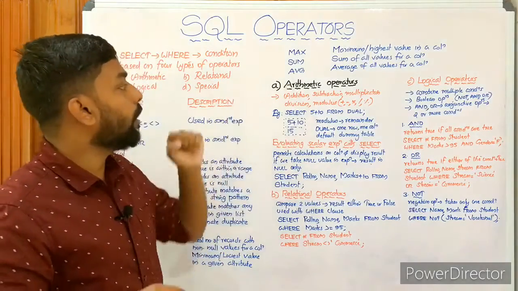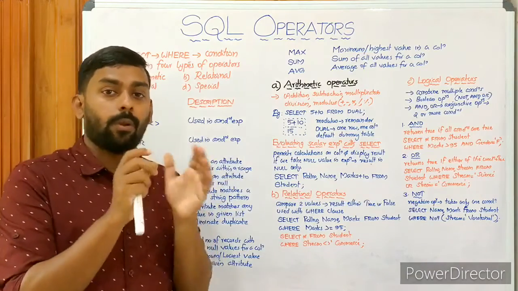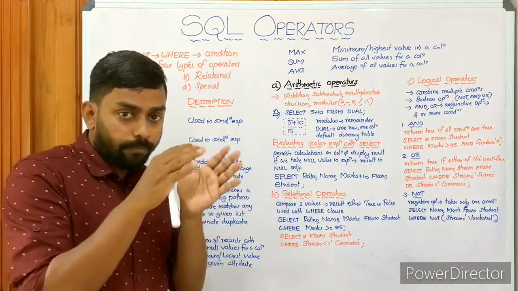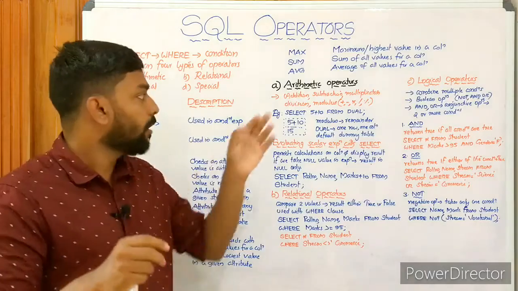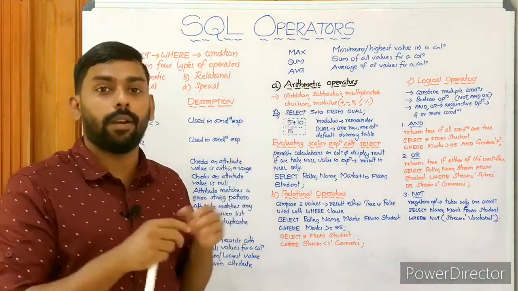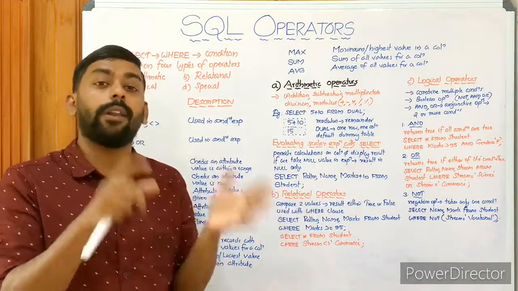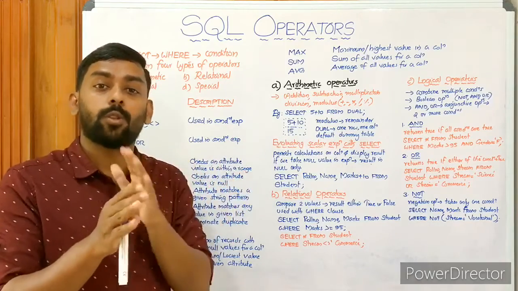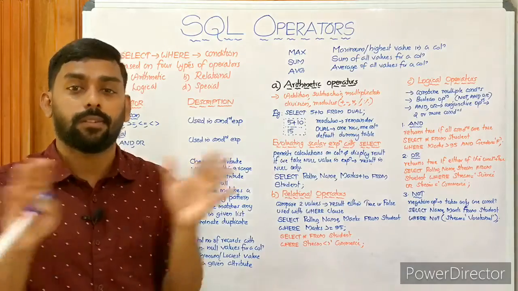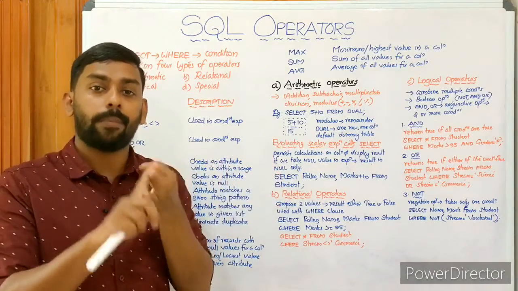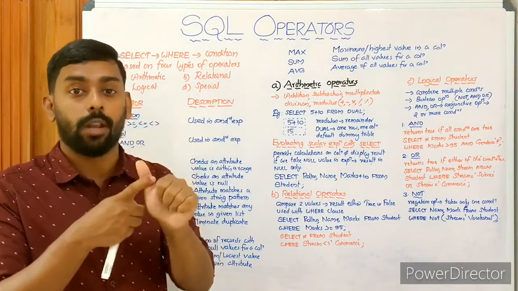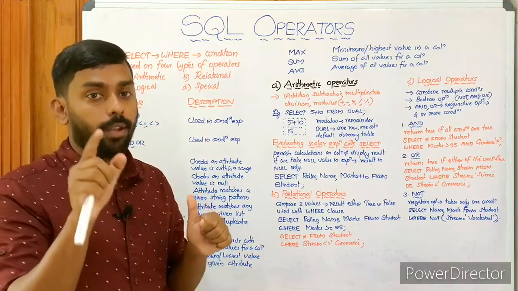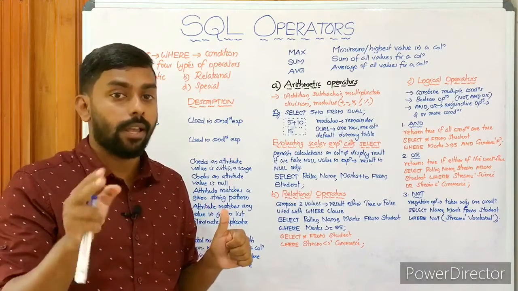Next one is arithmetic operators. Let's look at all these operators in detail, and start with arithmetic operators. We have already applied arithmetic operators. Arithmetic operators are used to perform basic arithmetic operations, like addition, subtraction, multiplication, division and modulus. We have a fifth operator, modulus, which returns a remainder.